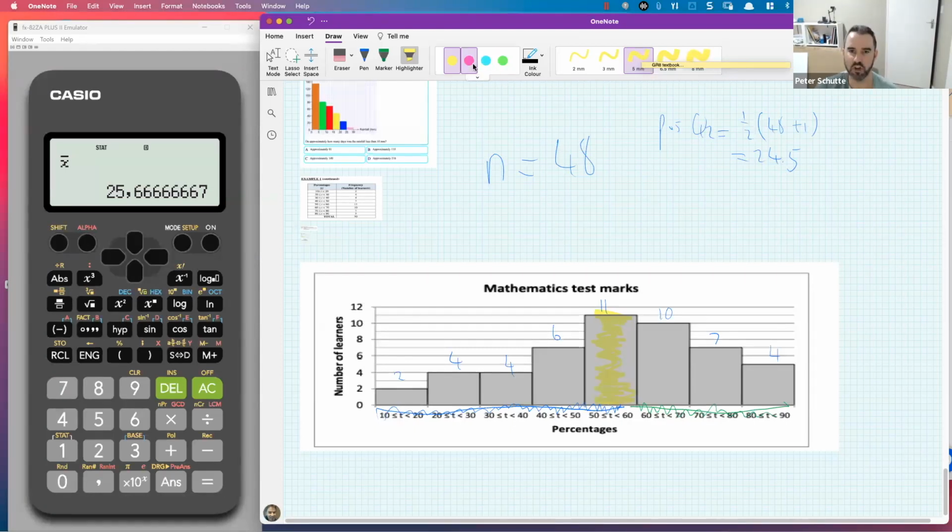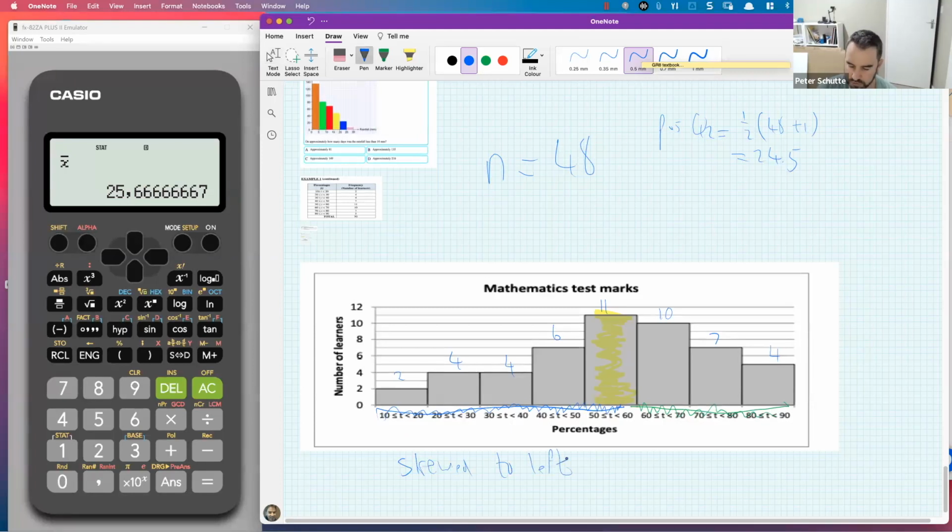Can you see the data to the left of the median interval is more spread out than the data to the right? What does it mean if the data to the left is more spread out about the skewness? Is it skewed to the left or skewed to the right? What do we think? Yeah, it's skewed to the left or negatively skewed.